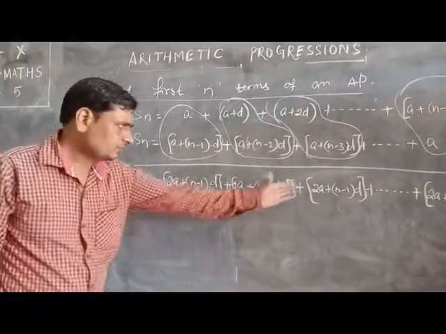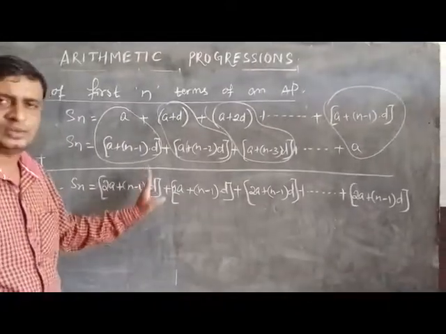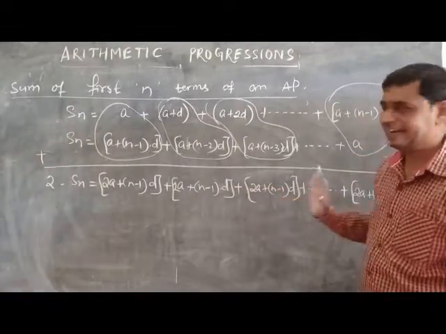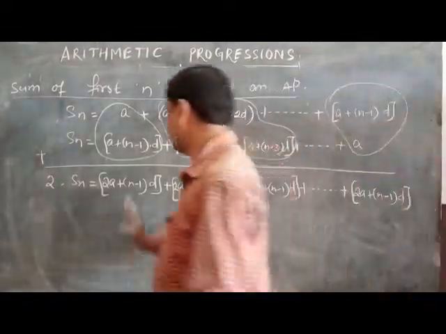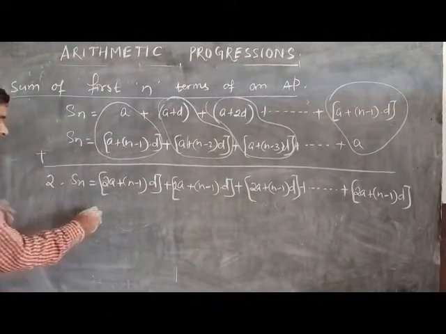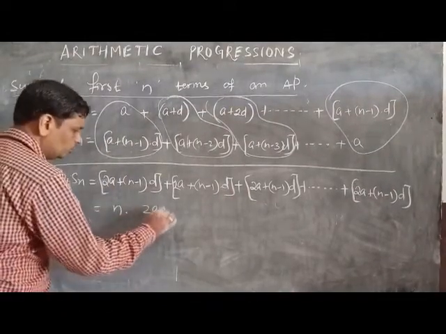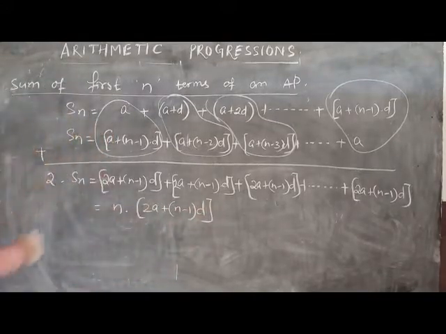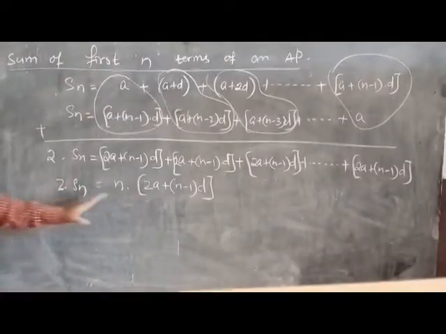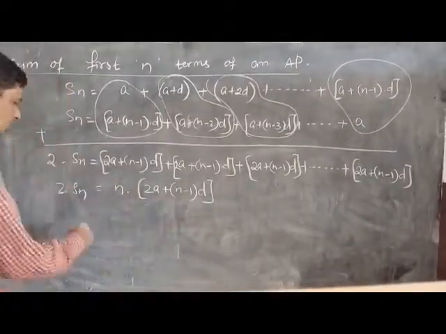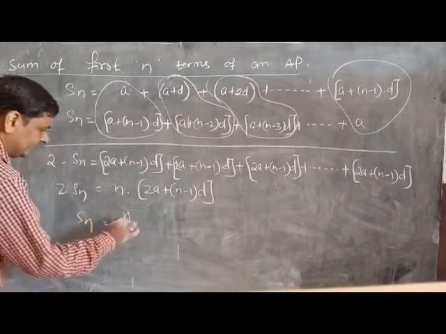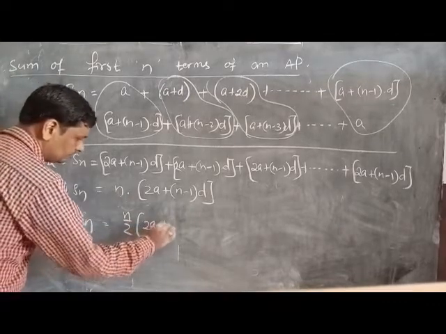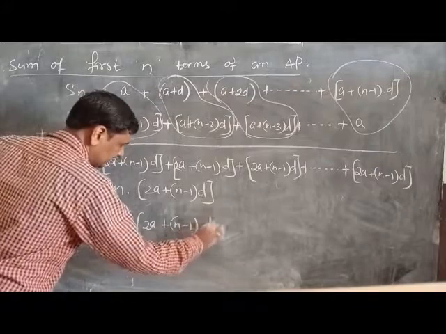Now, every term of this sum is 2a plus n minus 1 into d, and there are n such terms. So when all these terms are added, we get n into 2a plus n minus 1 into d. 2Sn is equal to n into 2a plus n minus 1 into d. So Sn will equal n by 2. The 2 comes towards the right, it is n by 2 into 2a plus n minus 1 into d.